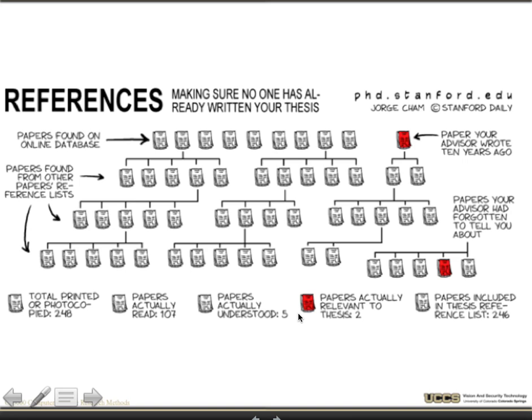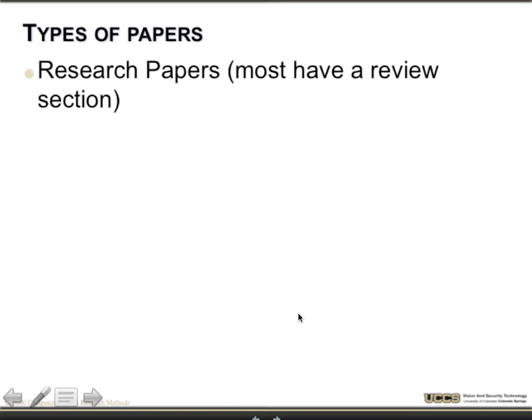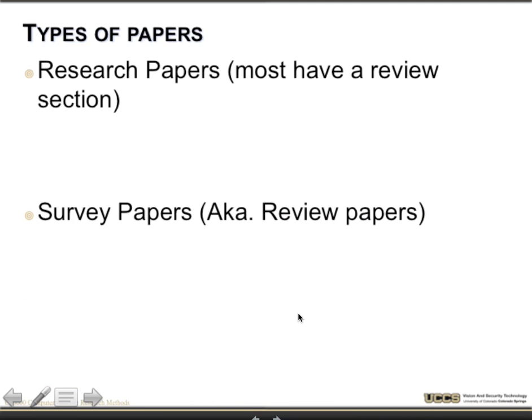So as we go through papers, we're going to talk about 2 different things, although we'll talk about both of them today. If we look at the types of papers, by far the majority of those are research papers, although most of those will have a literature review section or related work section, so what we're going to talk about for the review is still relevant. There's another important category of papers called survey papers, also called review papers.